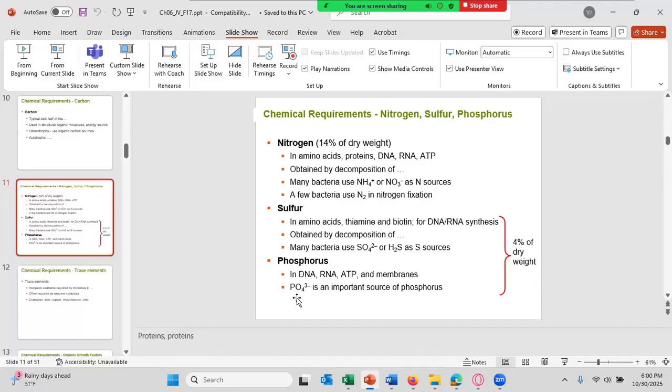The phosphate chemical formula is PO4 with 3 negative charges. Phosphate is an important source of phosphorus. Any question about any of that?